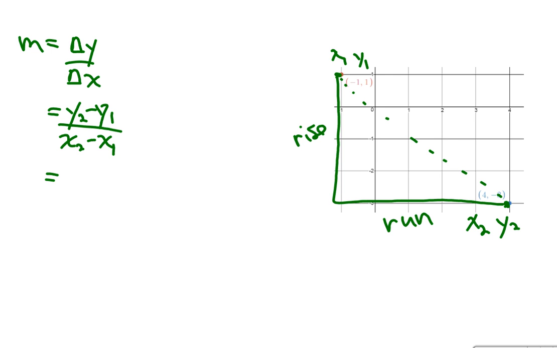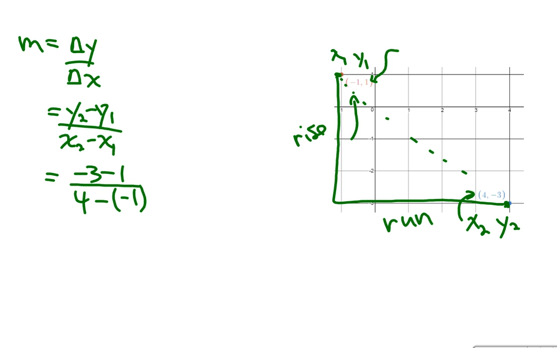Plug in our values. Our y2 was -3. y1 is over here. It's 1. So -3, take away 1. And then we need to subtract x2, which is 4, and x1, which is -1.